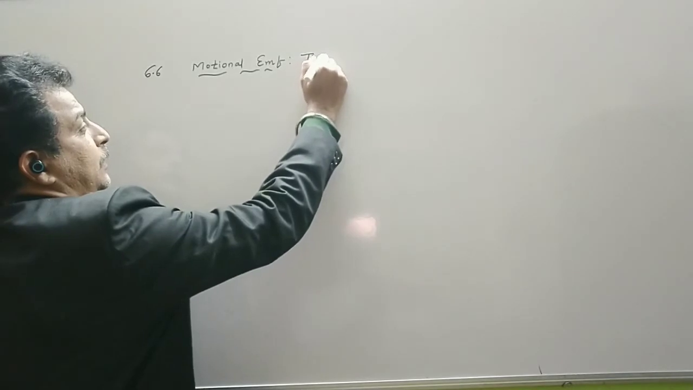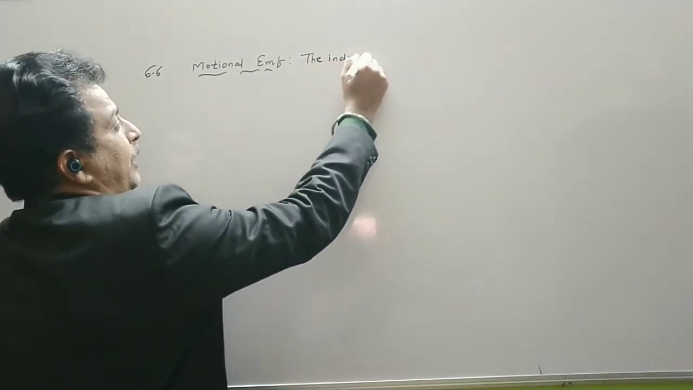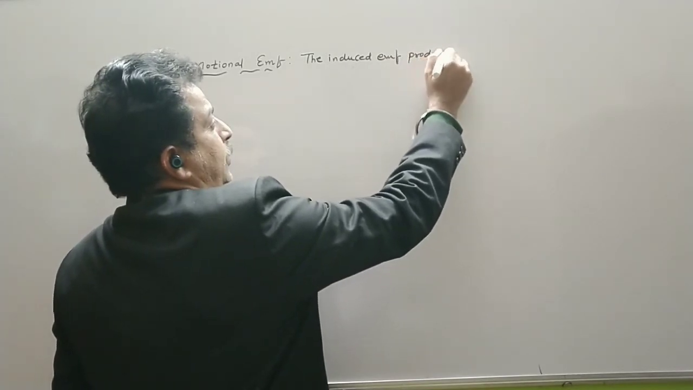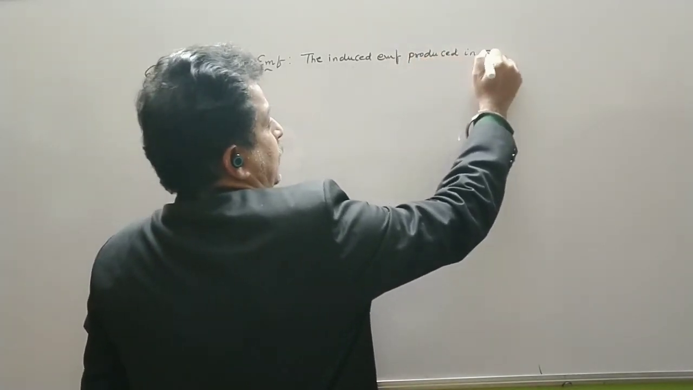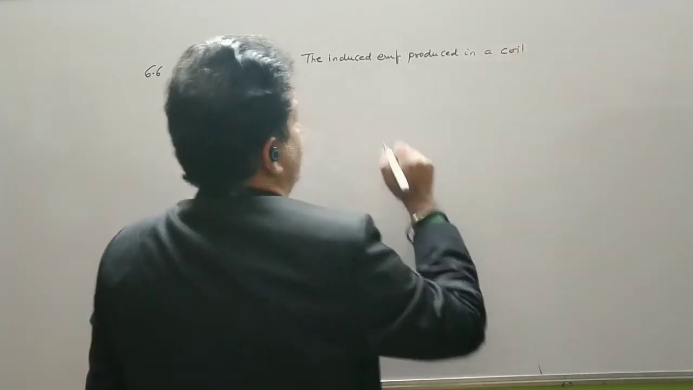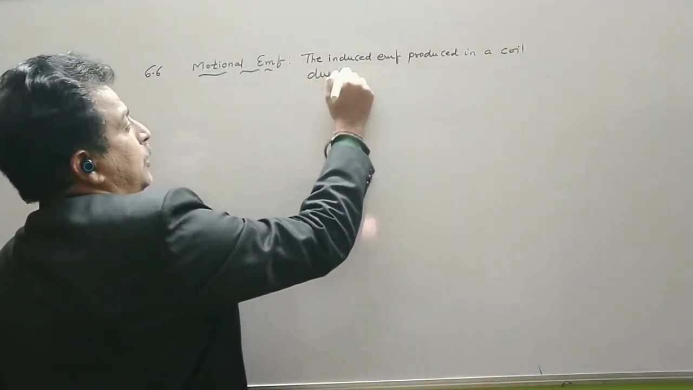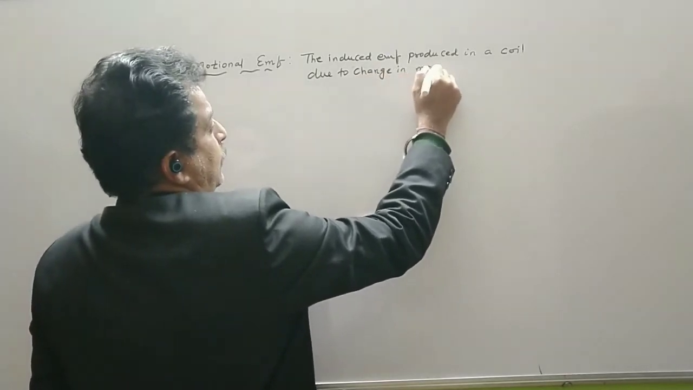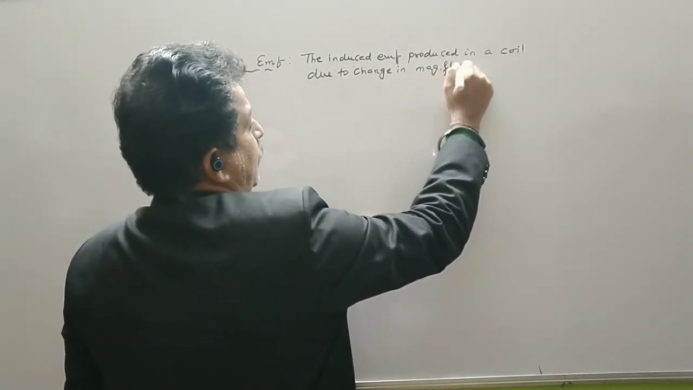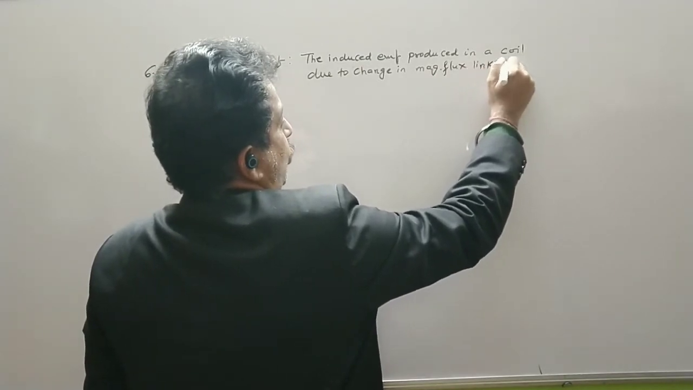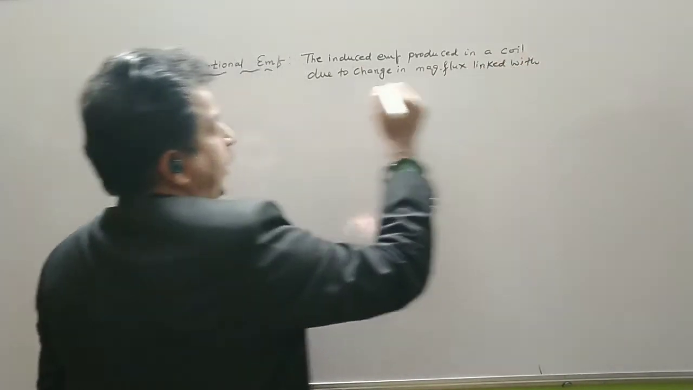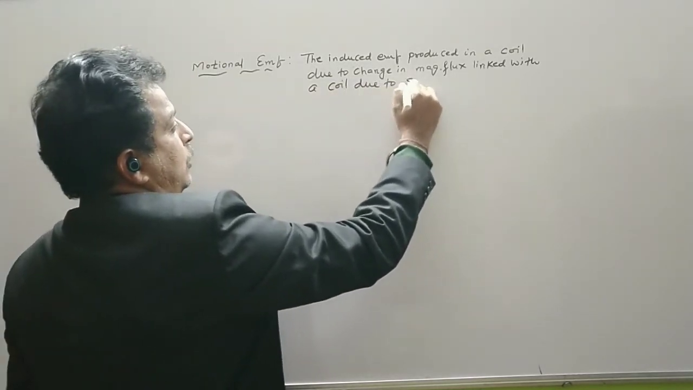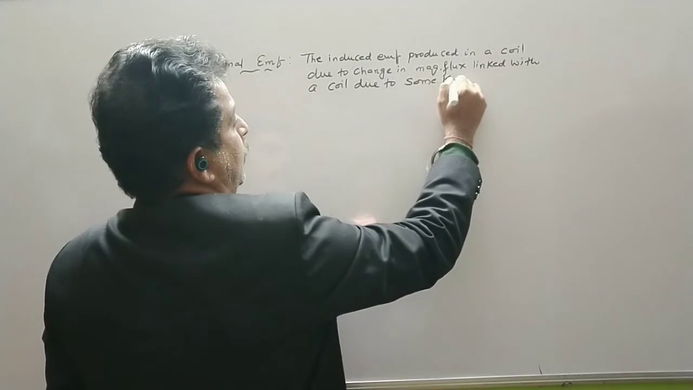It is the induced EMF produced in a coil due to change in magnetic flux linked with a coil due to some kind of motion.